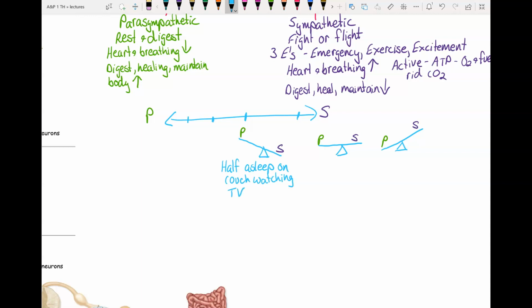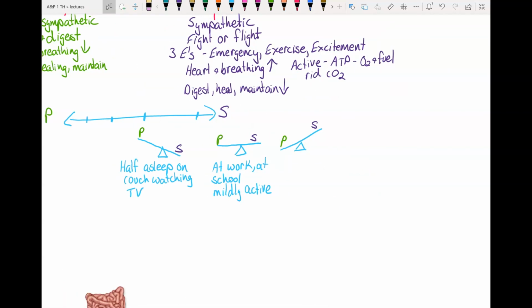In the middle, where you're kind of balanced, this would be like just a typical day. You're at work or at school. You're active, but not full-on active. Maybe you're out shopping. The last one would be a full-on emergency. So like you are in a life-threatening situation. It could be that you're exercising, like maybe you're running a marathon. Or your favorite football team has just won the Super Bowl. Something really exciting has happened to you.